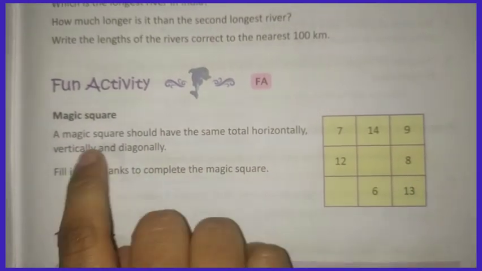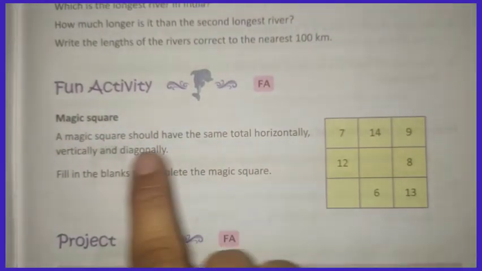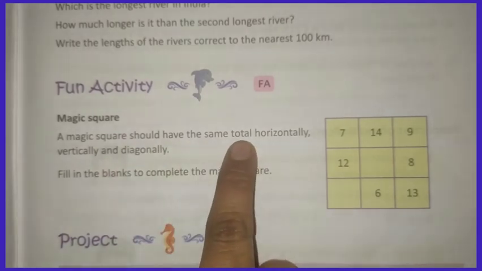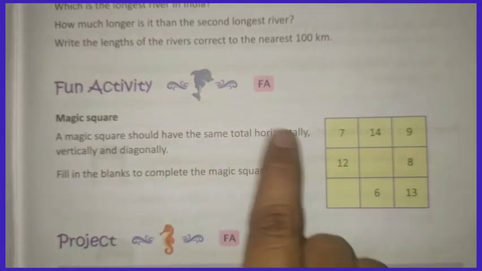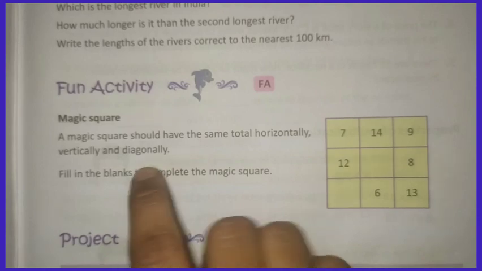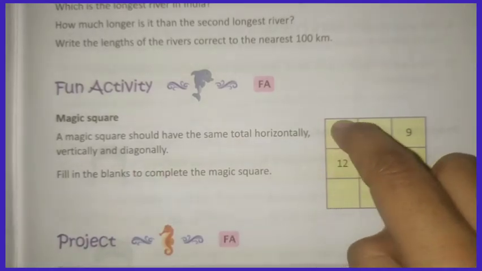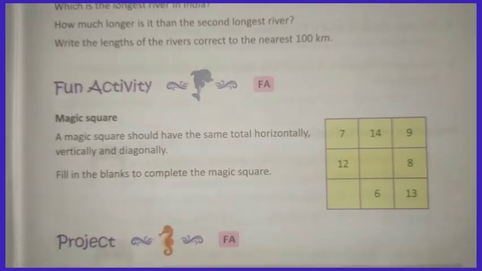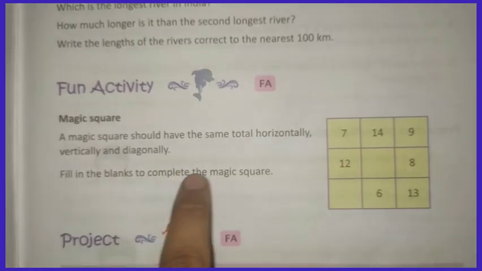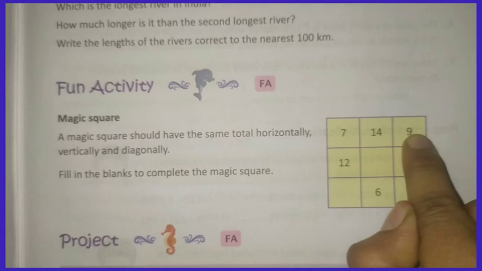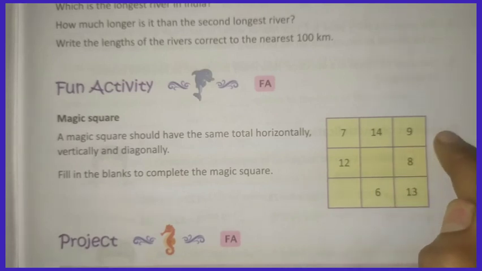And this is a fun activity. A magic square is given here. A magic square should have the same total horizontally, vertically and diagonally. Horizontal, vertical and diagonally. Okay, diagonal means like this also. Okay, fill in the blanks to complete the magic square. Add this total, then you will get one number.